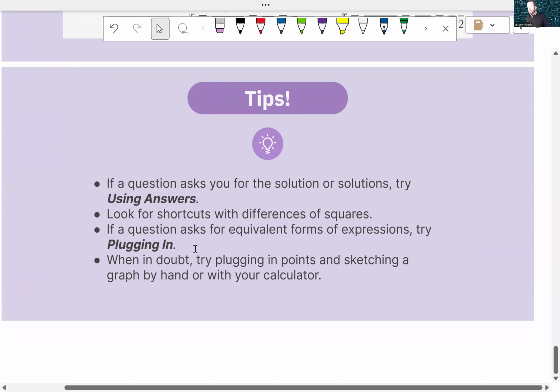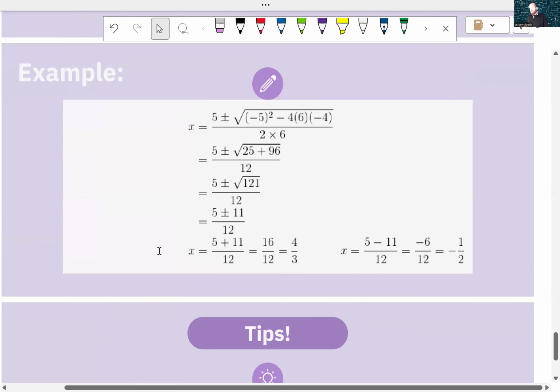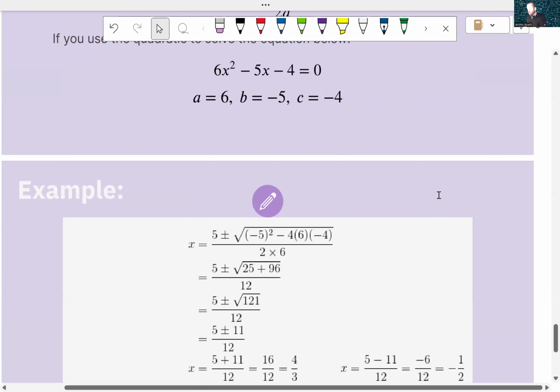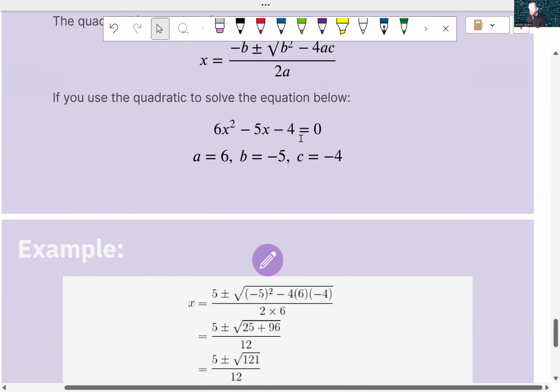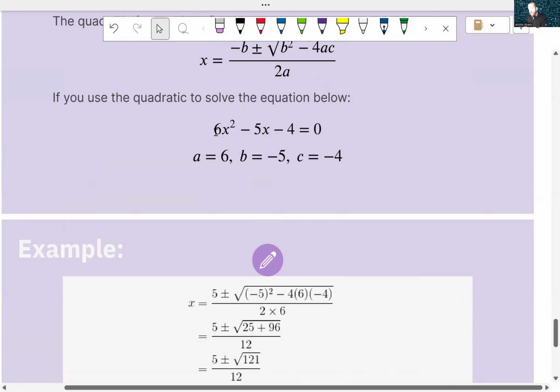And then also, you can use the answers to plug in and see if they make sense. So you might have multiple choice of x equals 4/3, x equals 1/2. Maybe you forget the quadratic formula and how to factor completely, and you don't remember either one of those ways. You can plug in what x is, and you can see if it makes a true statement. So if you plug in 4/3 for x here, you should get 0. And if you plug in negative 1/2 for x here, you should also get 0.